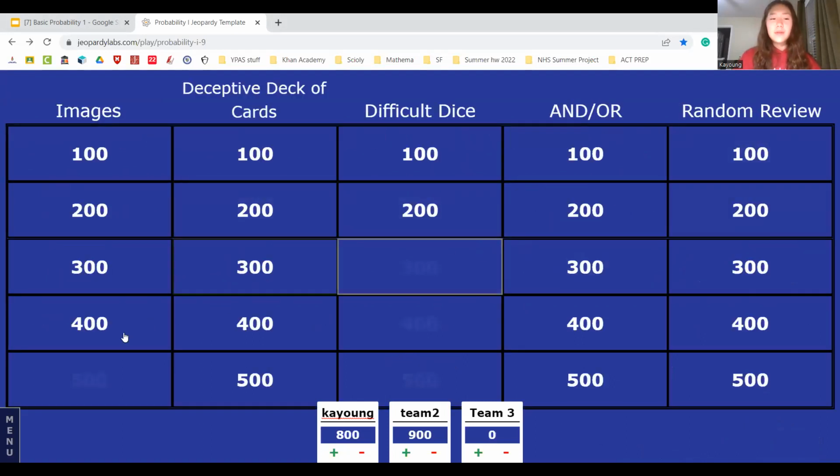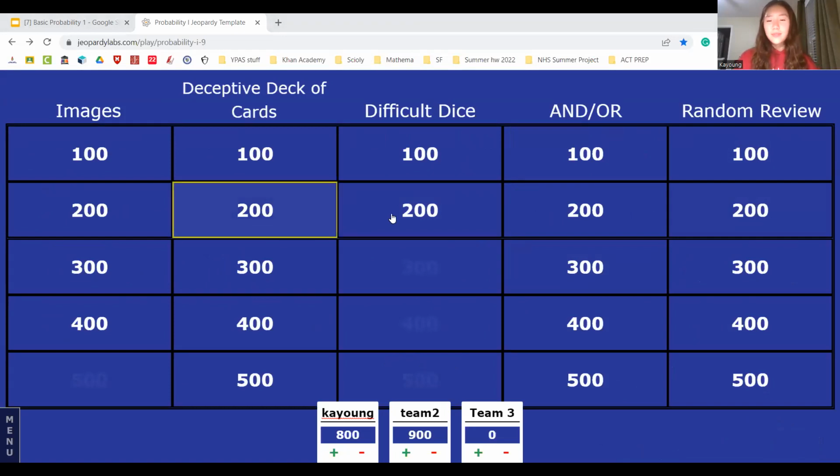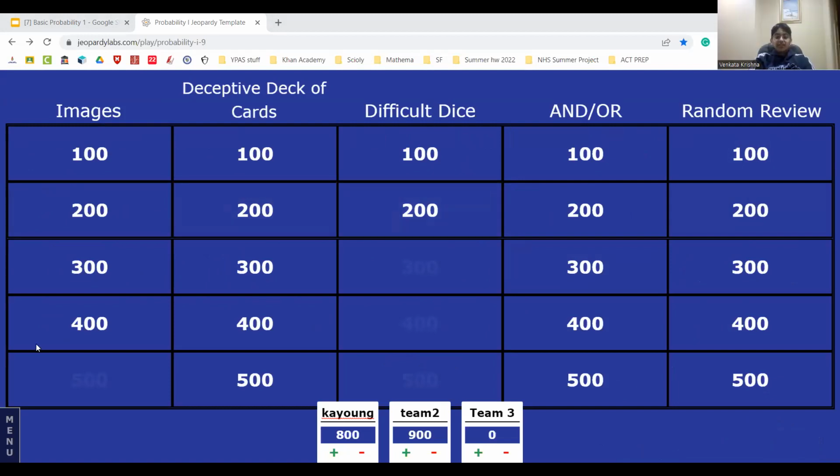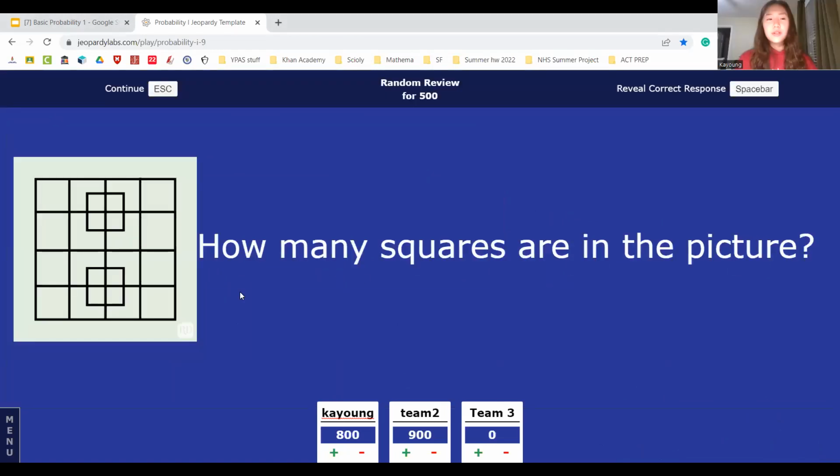Okay, next I'm going to choose Damien. Choose something 500. All right, Damien. Yes, choose. Unmute. Review 500. Okay. How many squares are in the picture? Ooh. Count carefully. Interesting.